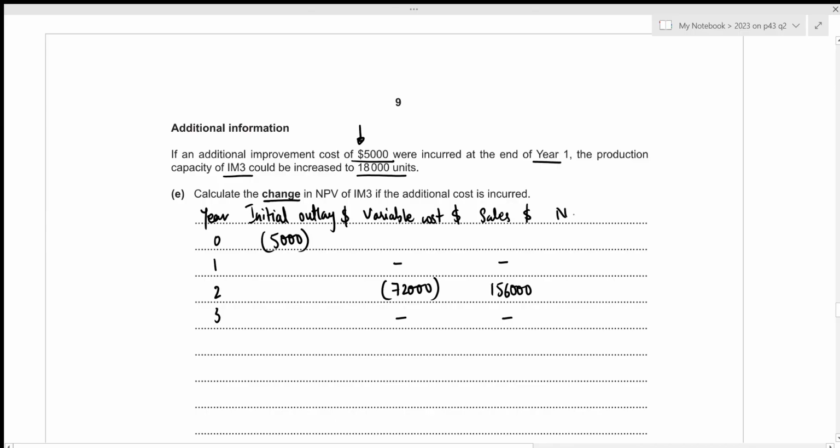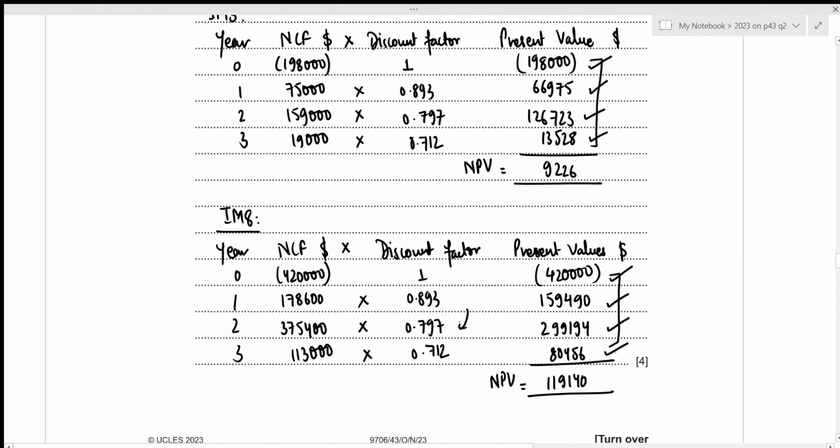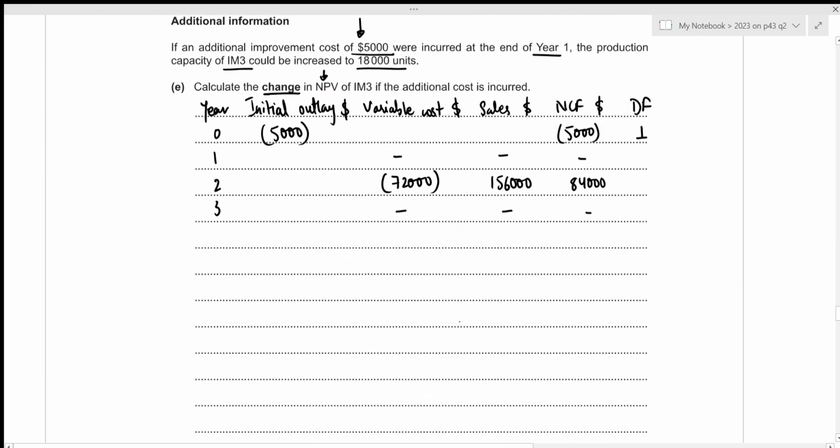Now let's calculate the net cash flows. So for year 1, the increment in the net cash flows is 5,000. No change in year 1, no change in year 3. And in year 2, that's 156,000 minus 72,000, which results in the value of 84,000. And again, we're trying to calculate the change in net present value, right? So we again need the discount factors. So that's 1. And for year 2, the discount factor is 0.797.